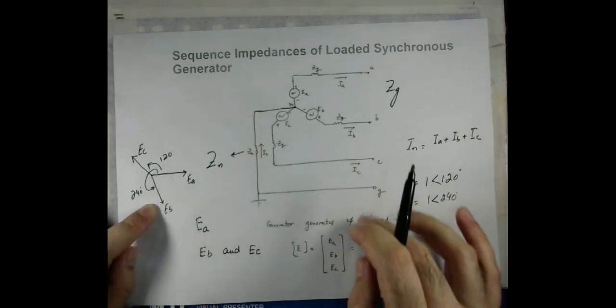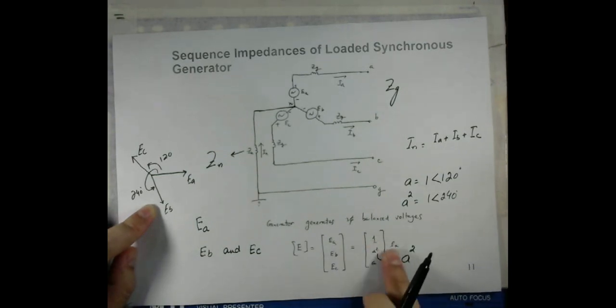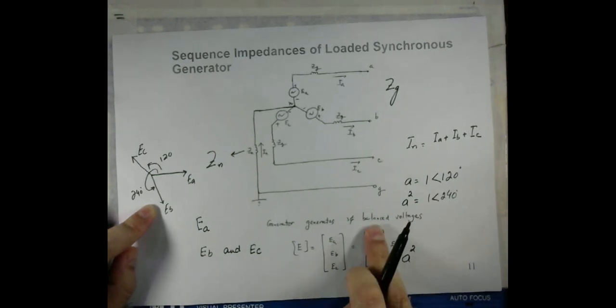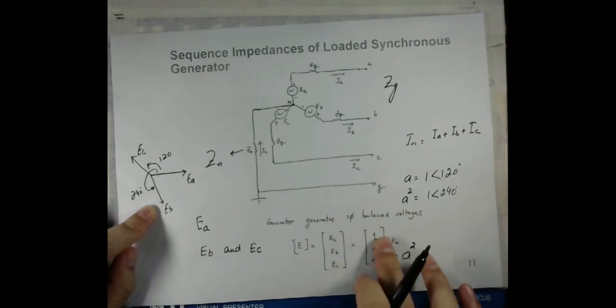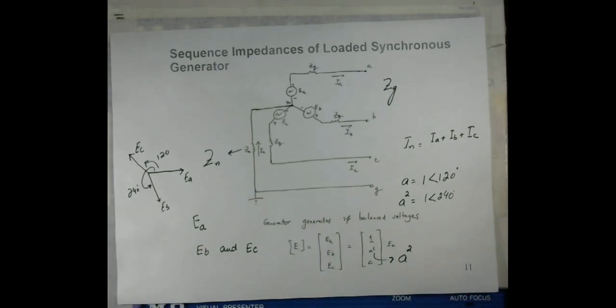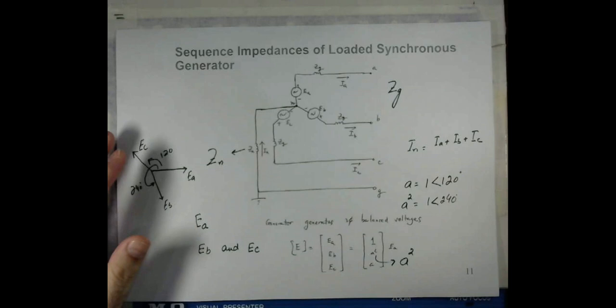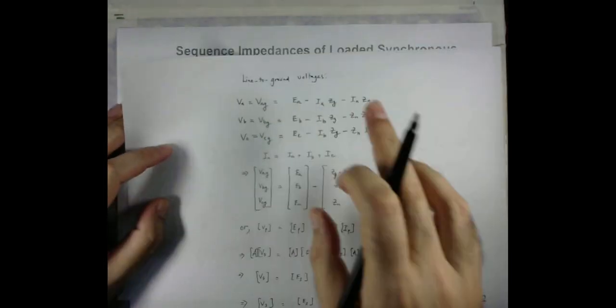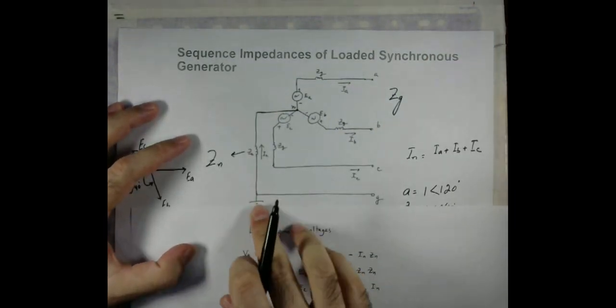So the three voltages can now be written also where we have taken EA as common, and this is the matrix having the operator a and a square, and 1 because this is the same quantity. So now we can also write this matrix where we have three voltages, and it can also be written in this way as well.